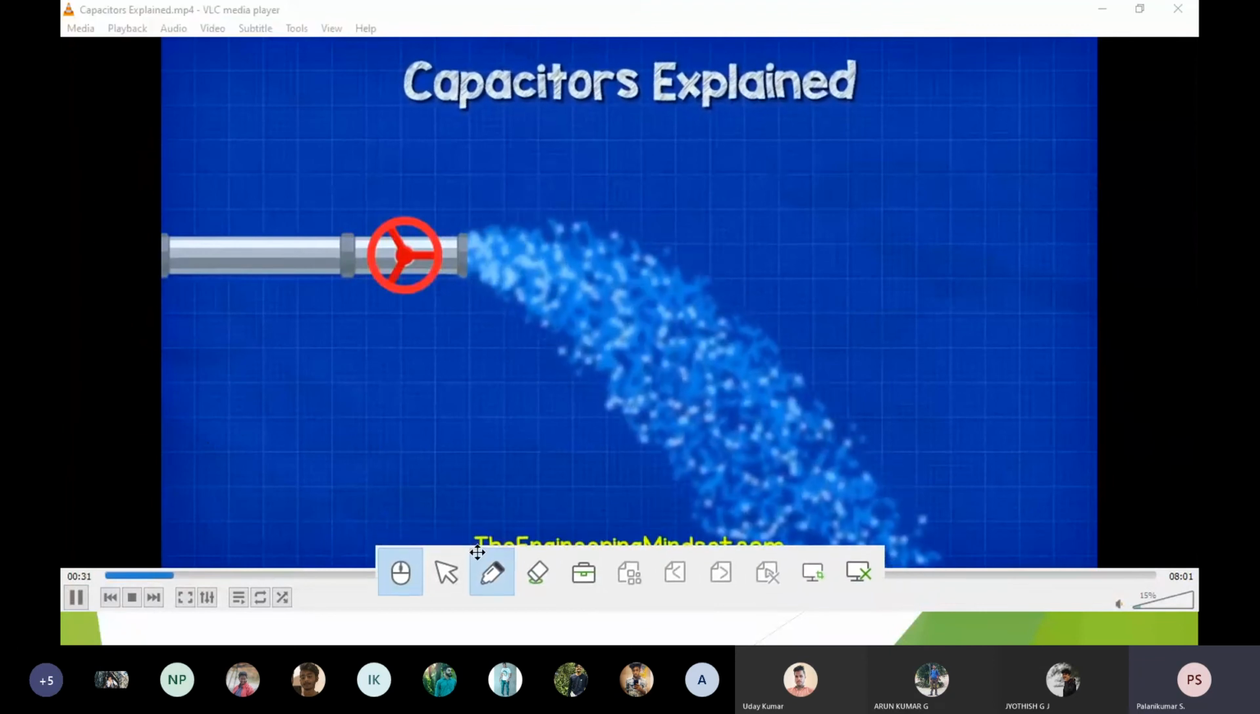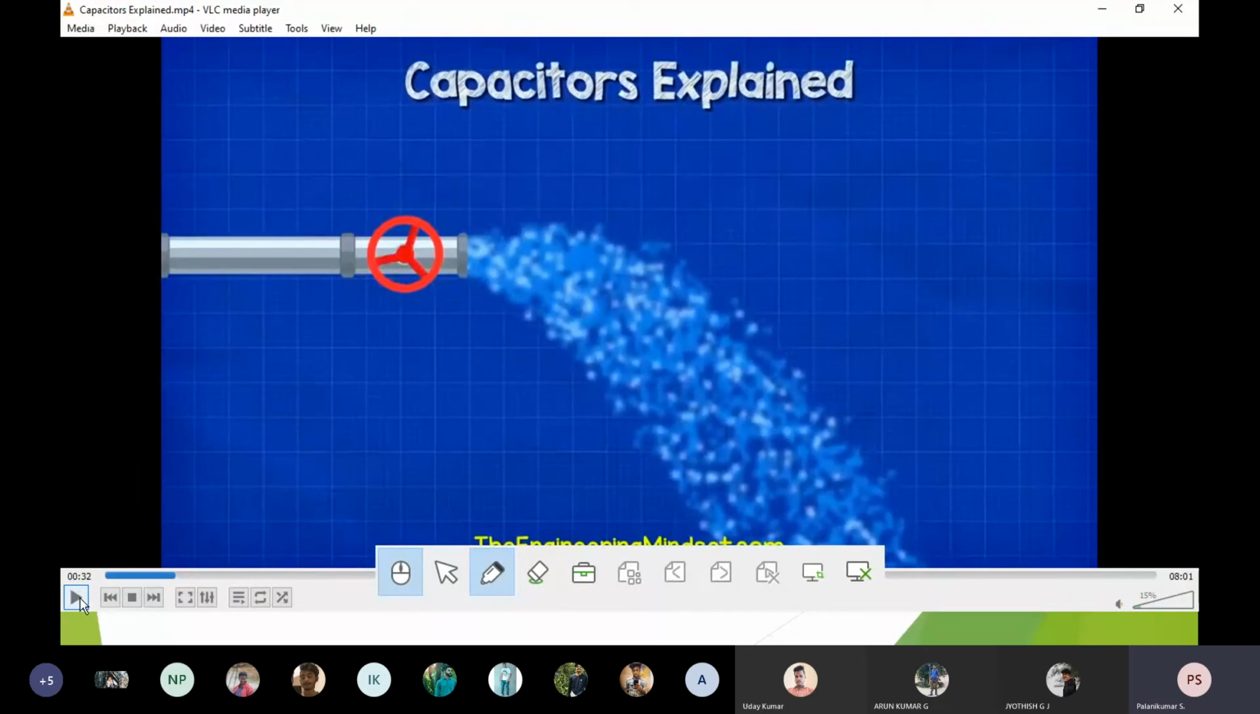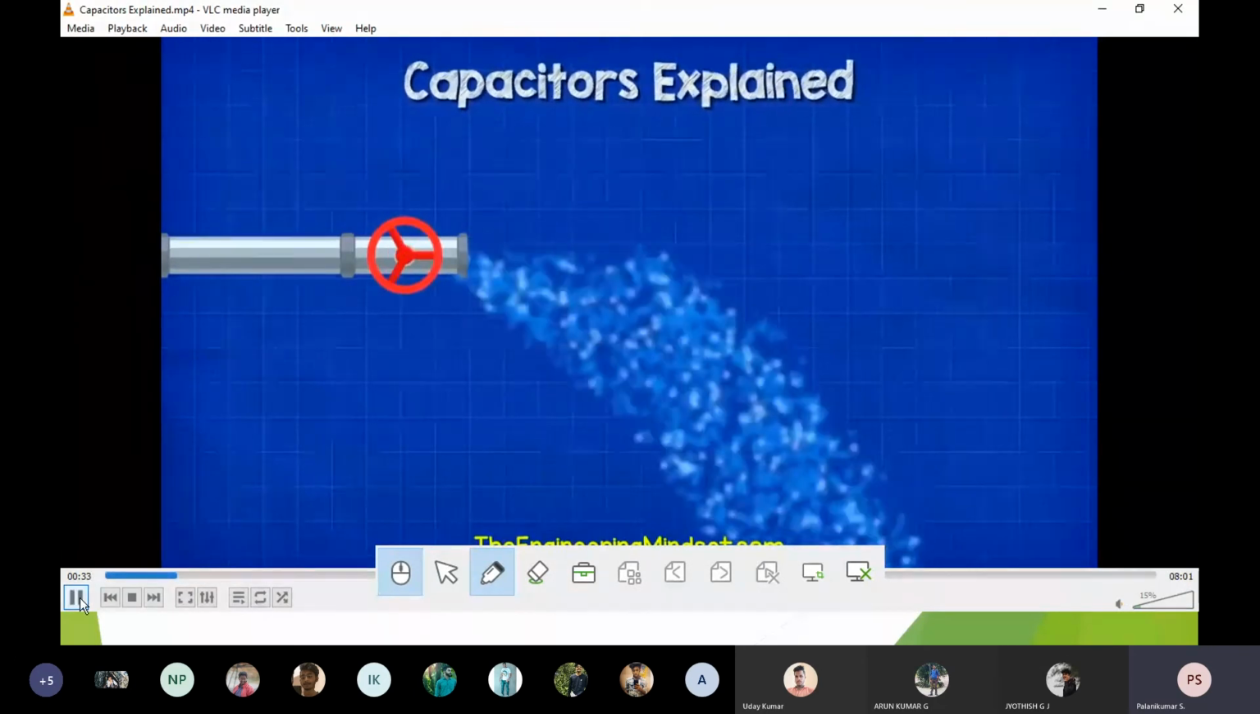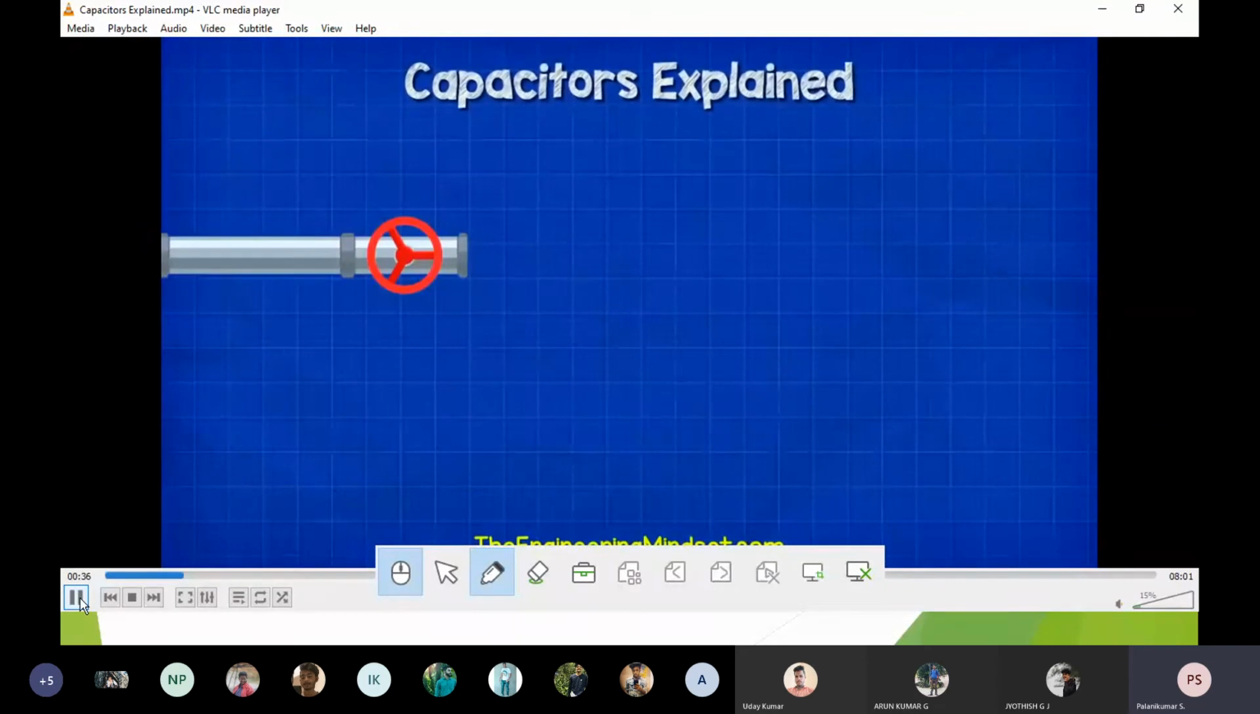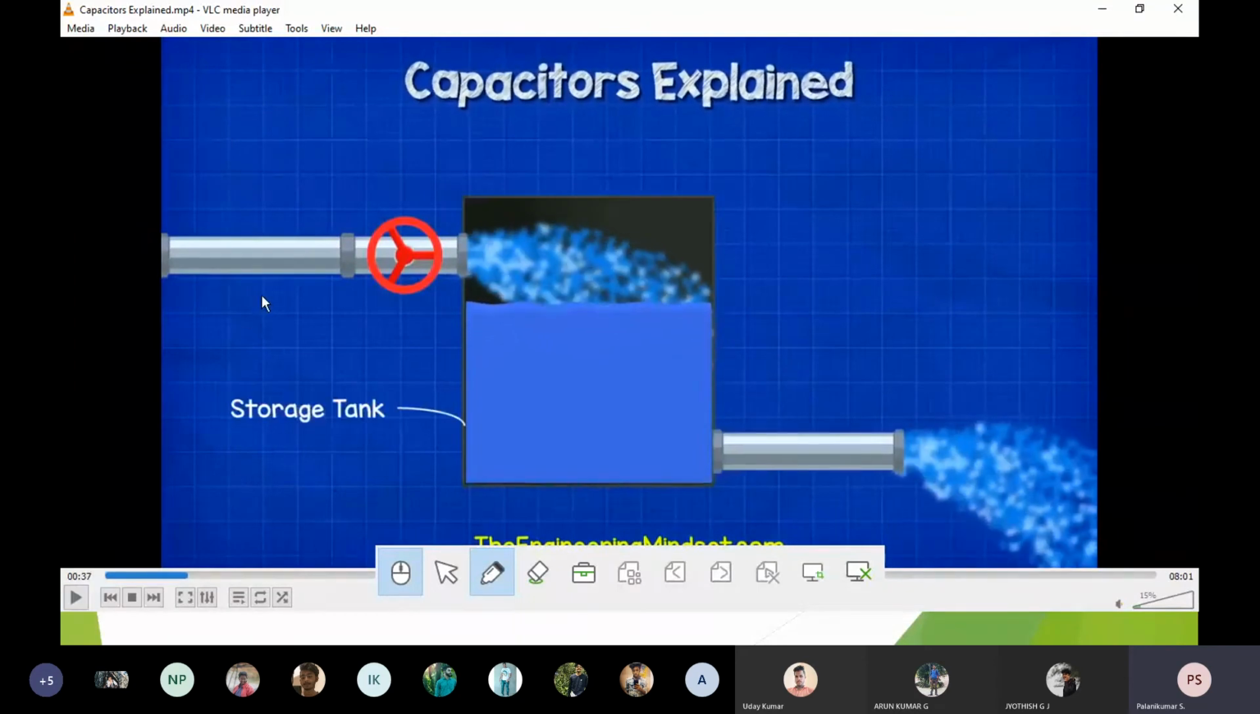It is similar to a water flow. If you want to control the water flow, we close the valve, and whenever water is needed, we open the valve. Assume the water flow has a storage tank, and a delivery pipe. Here I am going to assume the inlet valve is similar to the voltage, that is the battery. The storage tank I am taking as analogous to the capacitor.